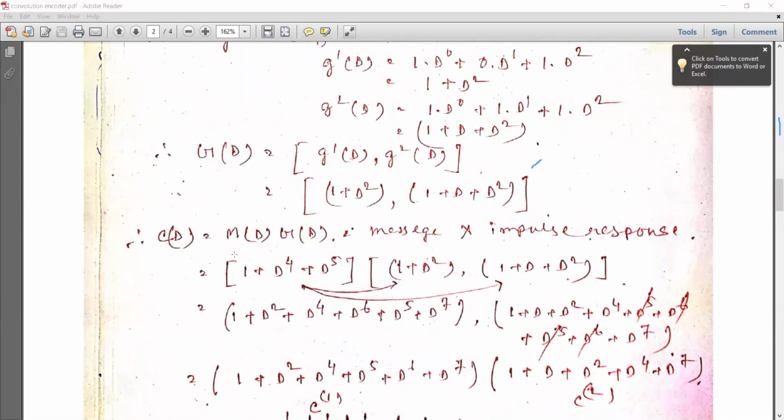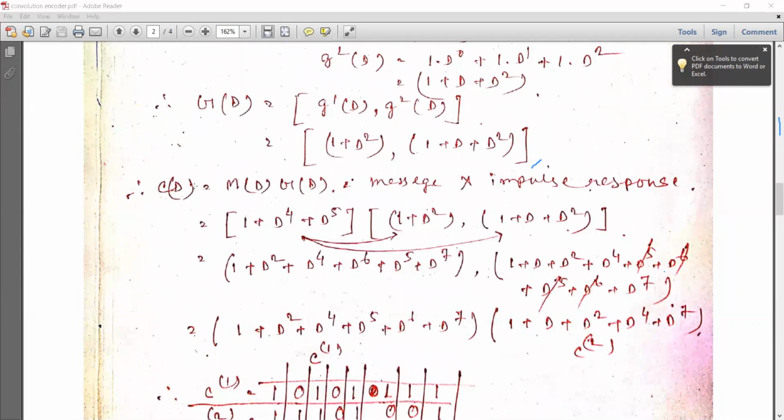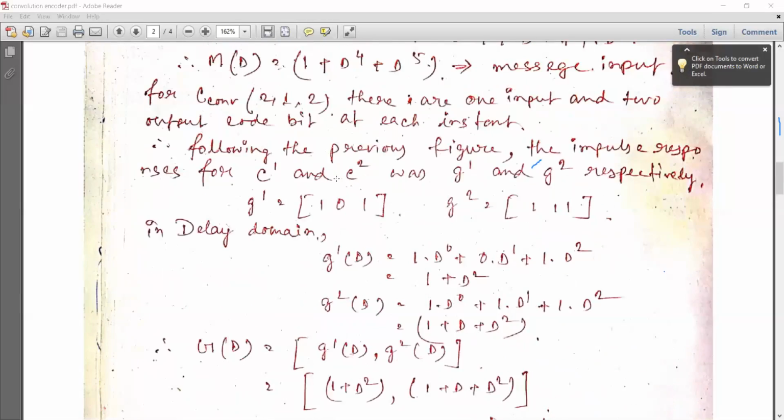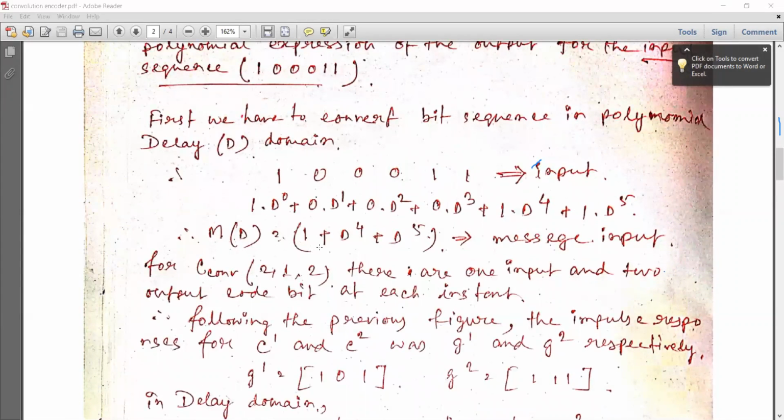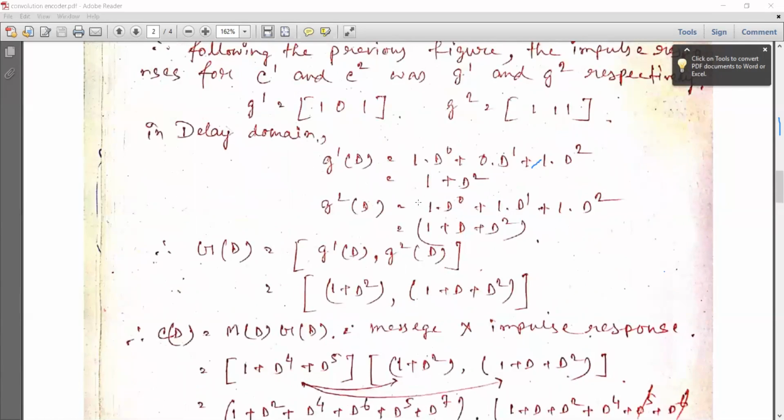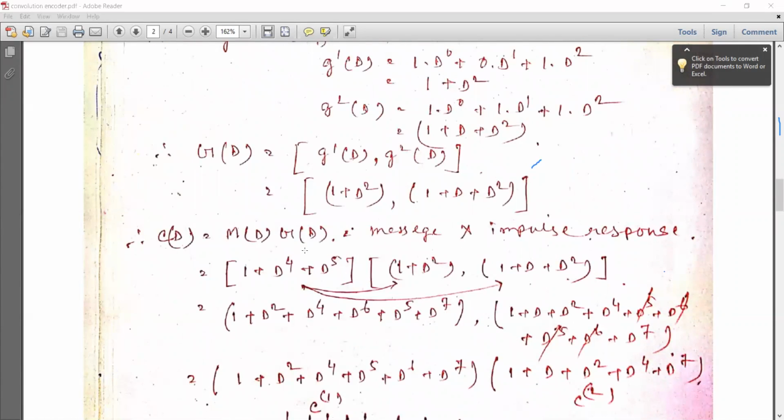So now it's time to calculate the CD, our expected convolutional code, which is nothing but the multiplication of the message input and the impulses. Okay, so MD we have already previously calculated. That means MD equals 1 plus d to the power 4 plus d to the power 5, which we have calculated from the given input bit representation. Then what is the GD? GD equals this. So I have written this.